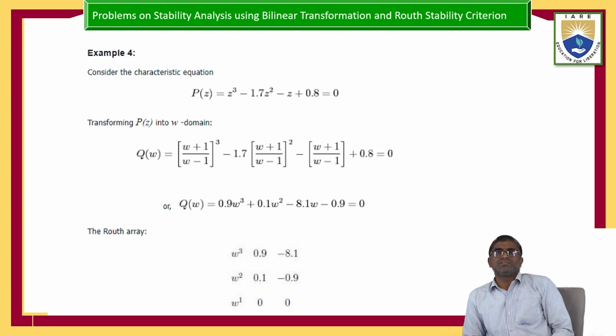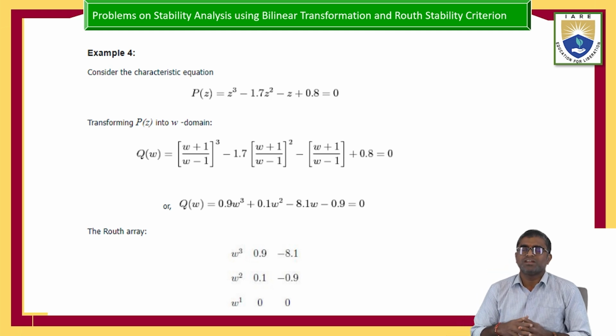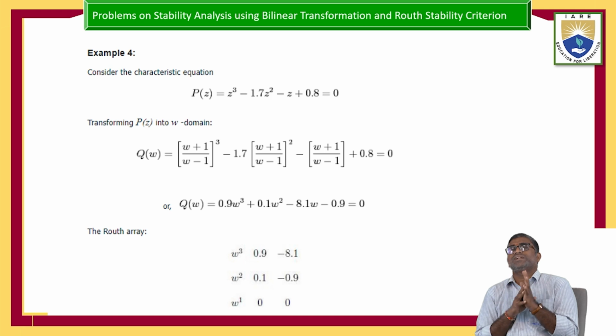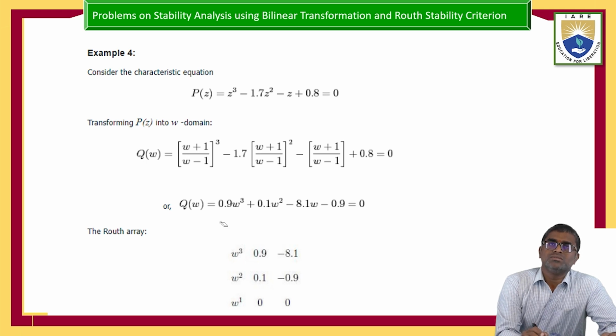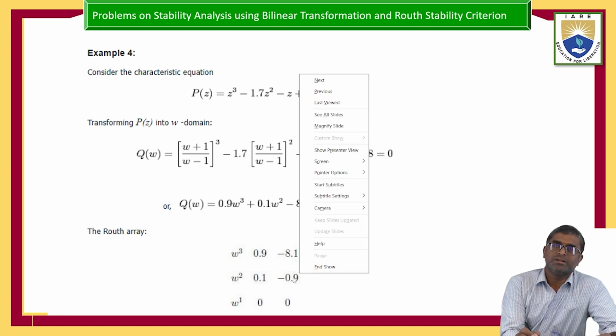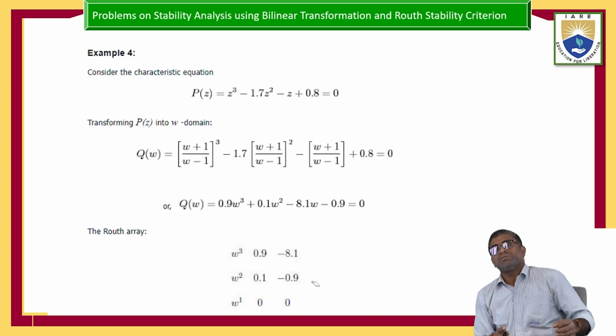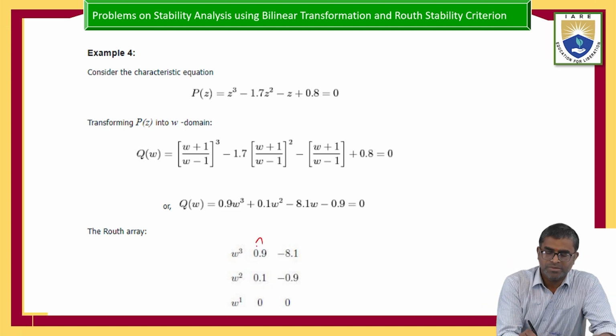After simplifying this one, we got the equation as 0.9 omega cube plus 0.1 omega square minus 8.1 omega minus 0.9 equal to 0. The first row is omega cube, the highest power, so 0.9, minus 8.1, 0.1, minus 0.9. So this one you have to take as BC minus AD by C, where it is A, B, C, D.